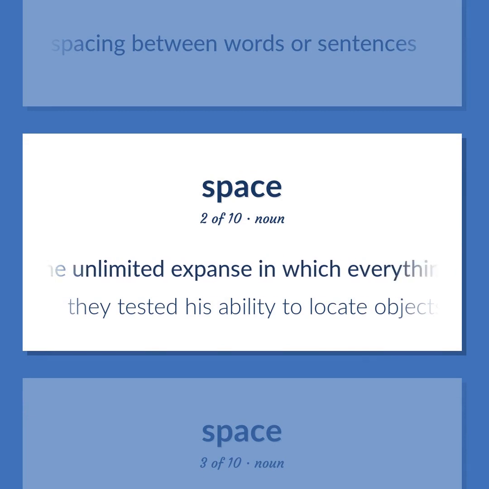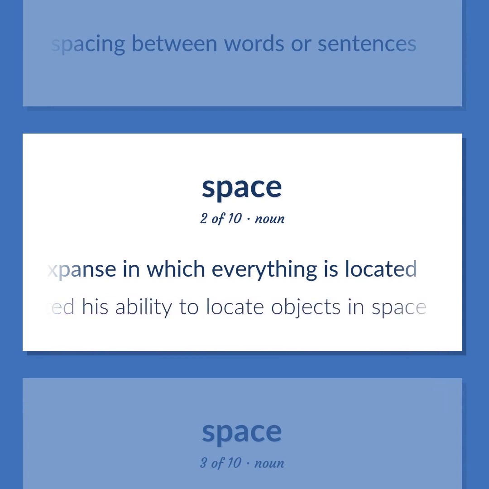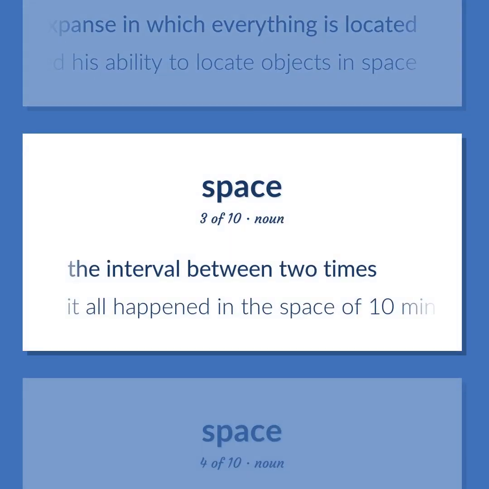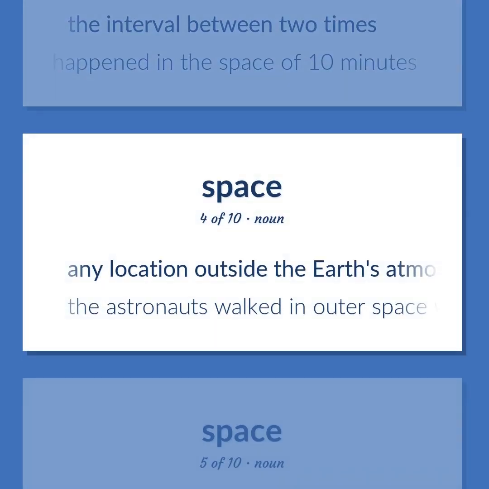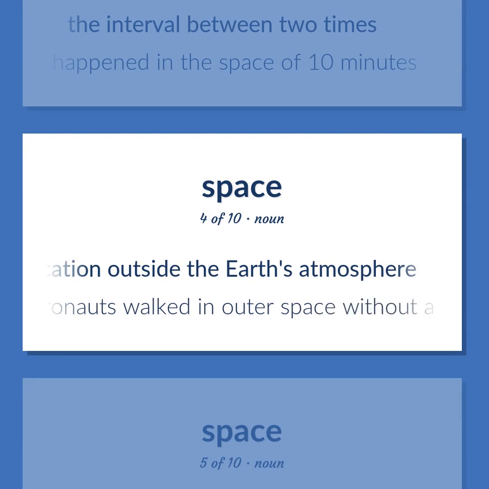The unlimited expanse in which everything is located. They tested his ability to locate objects in space. The interval between 2 times. It all happened in the space of 10 minutes. Any location outside the Earth's atmosphere. The astronauts walked in outer space without a tether.